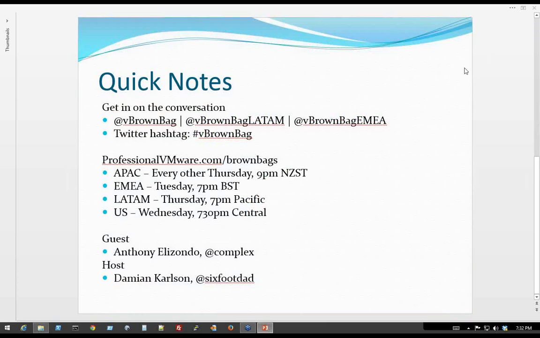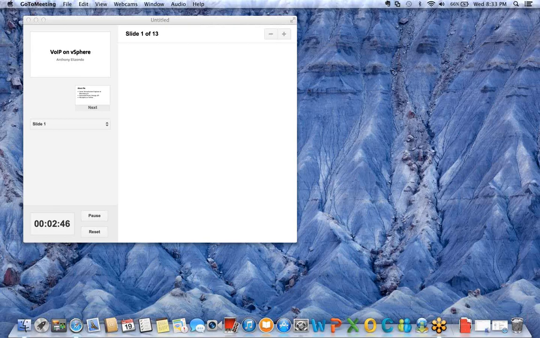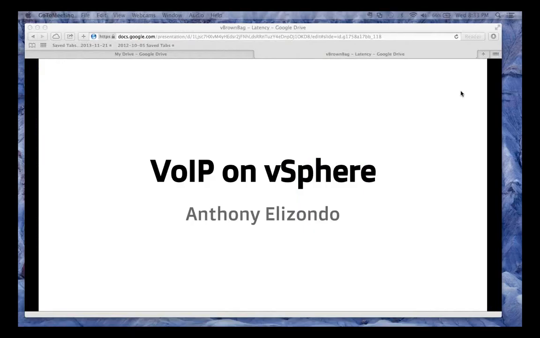All right. If I were faster at this, you would already have it. Okay, here we go. There you are, sir. And there we go. I see your OS X desktop with VoIP on vSphere. Okay. Show main screen. Okay. Sweet.